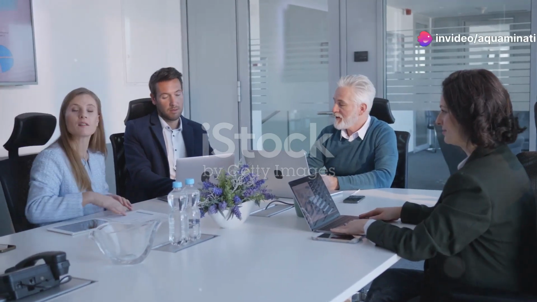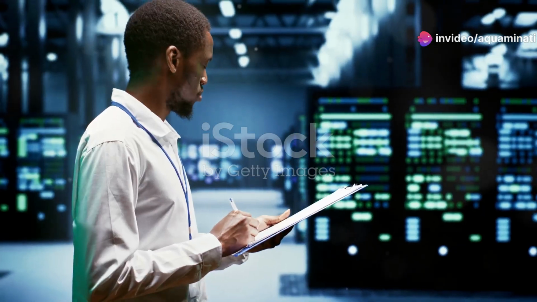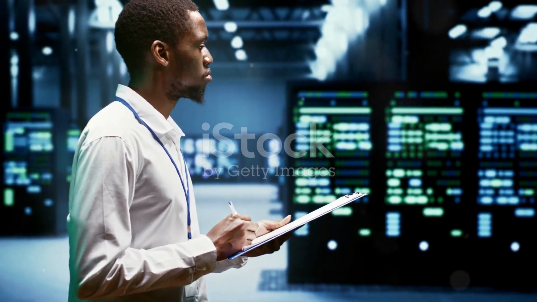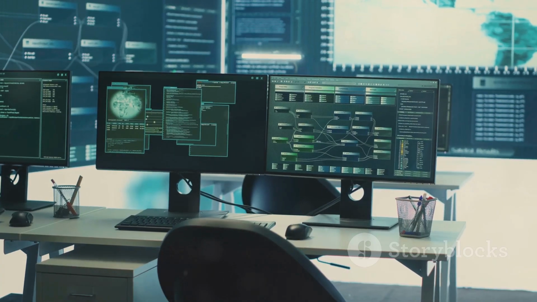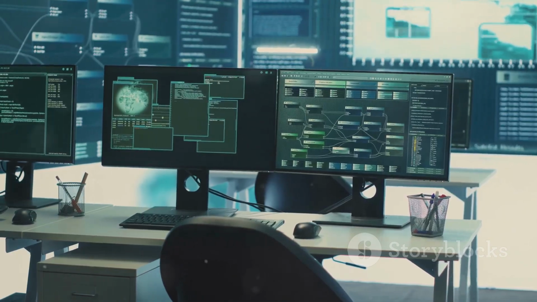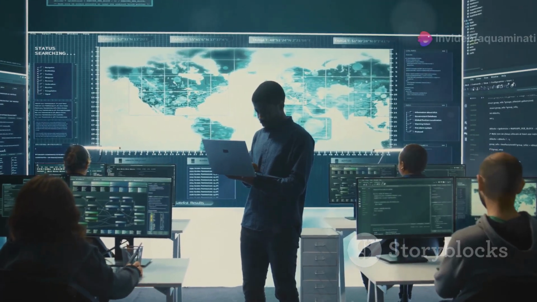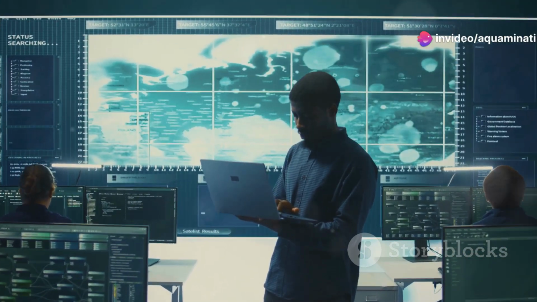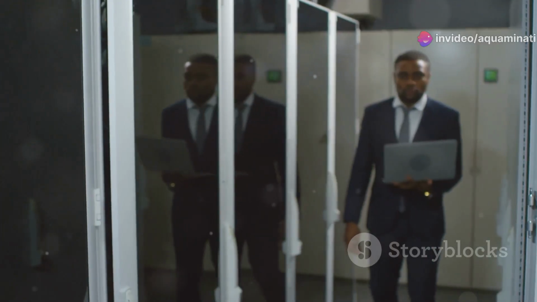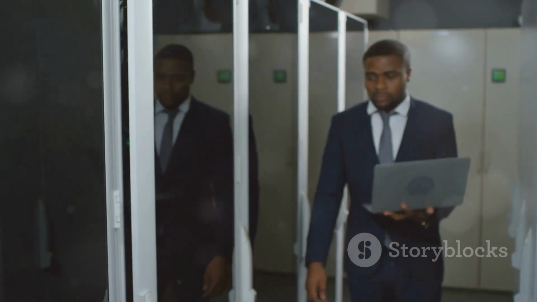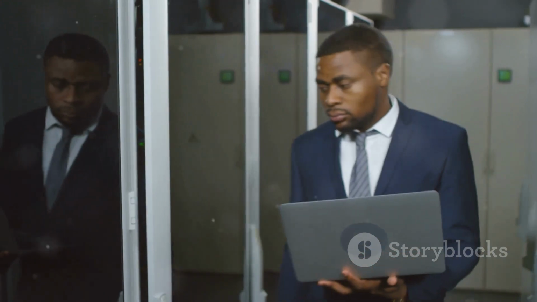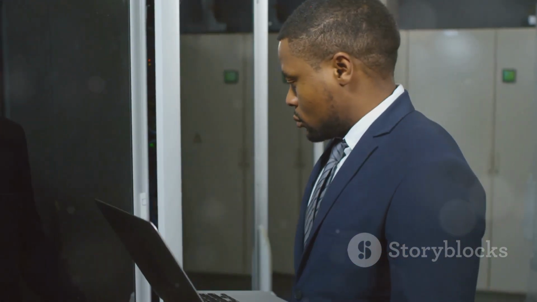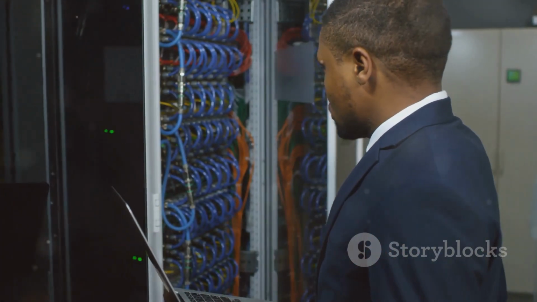Section 9. Conclusion: continuous compliance in a changing world. IT infrastructure audits are not a one-time event. Technology and security threats constantly evolve. Regular audits, combined with continuous monitoring and improvement, are essential for maintaining a strong security posture. By embracing a proactive approach to IT infrastructure security, organizations can mitigate risks, ensure compliance, and protect their valuable assets.